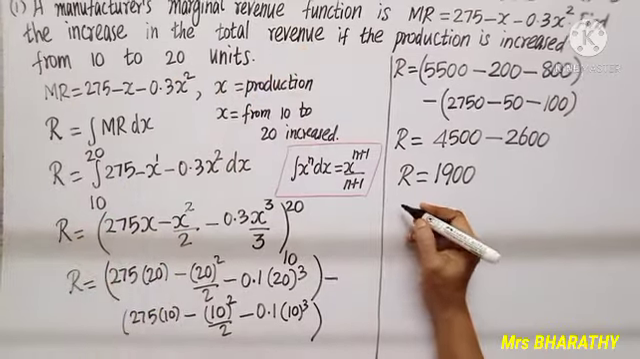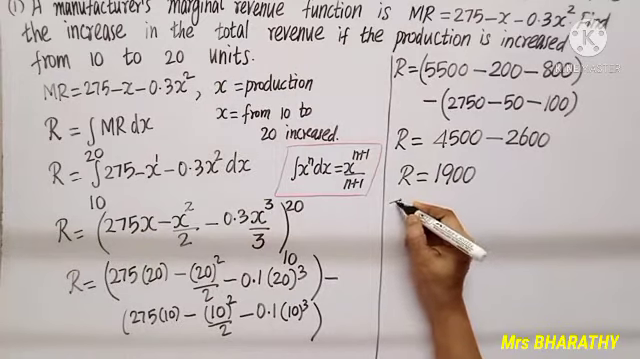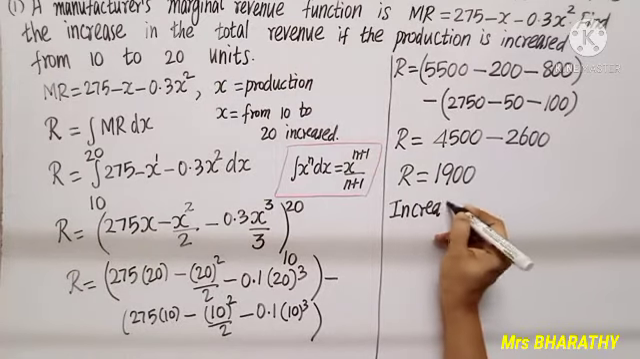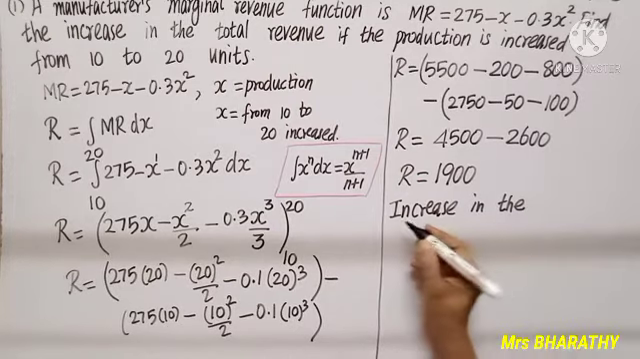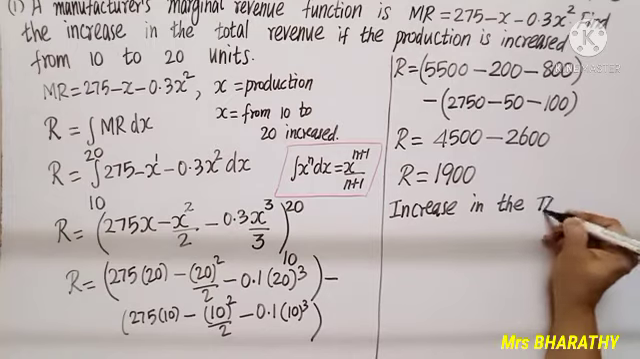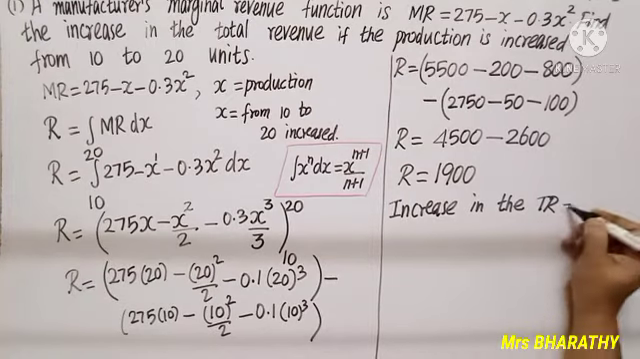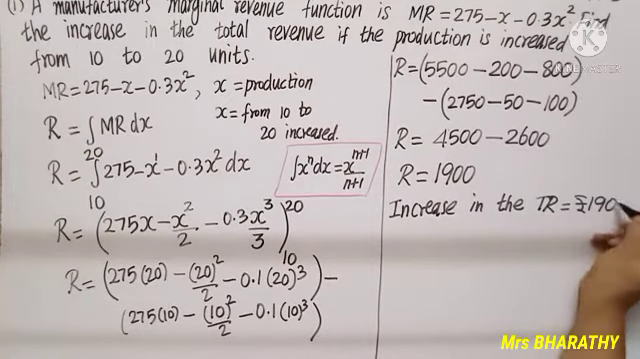Let us give the answer in words. Increase in the total revenue. How much the revenue increases? So, increase in the total revenue is rupees 1900.